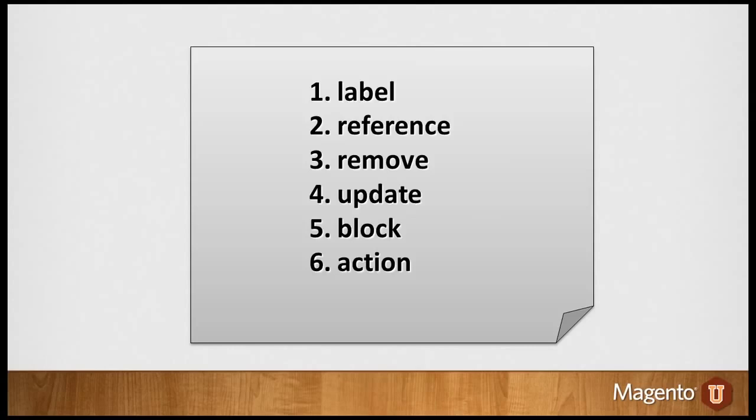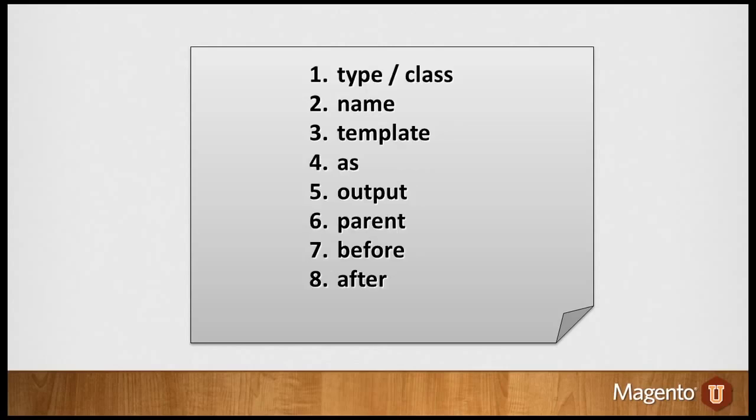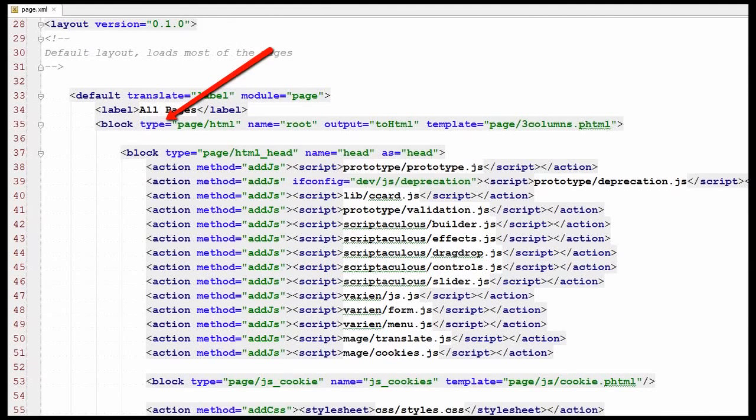The remaining 2 directives, block and action, are more complex, and you can use more than one attribute for them. The block node is used to define a new block. Let's look at all the available attributes for the block. You can specify as many as 8 attributes for every block in a layout update file. First, the type, or its alias, the class, is the only mandatory attribute. It sets an identifier of a PHP class name. This class contains the functionality of a block.